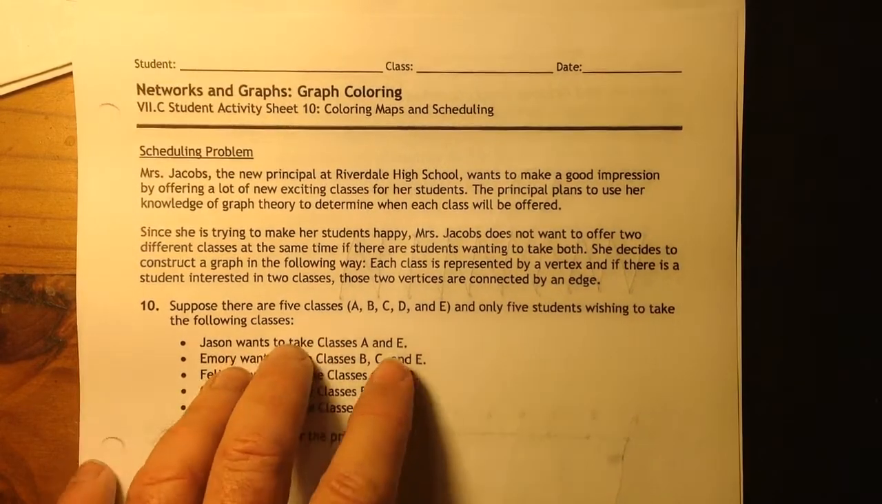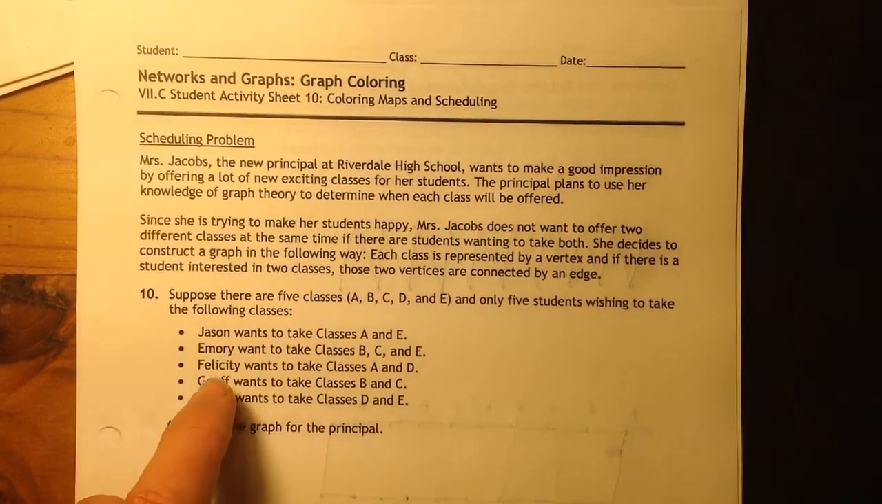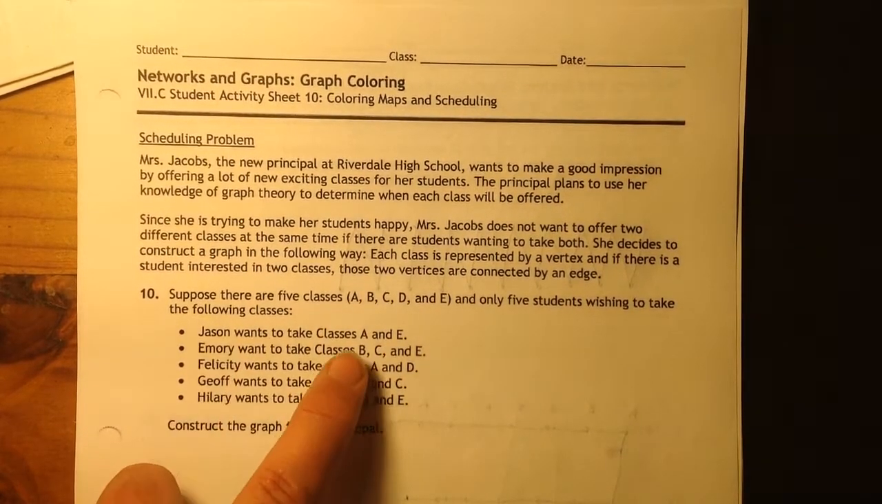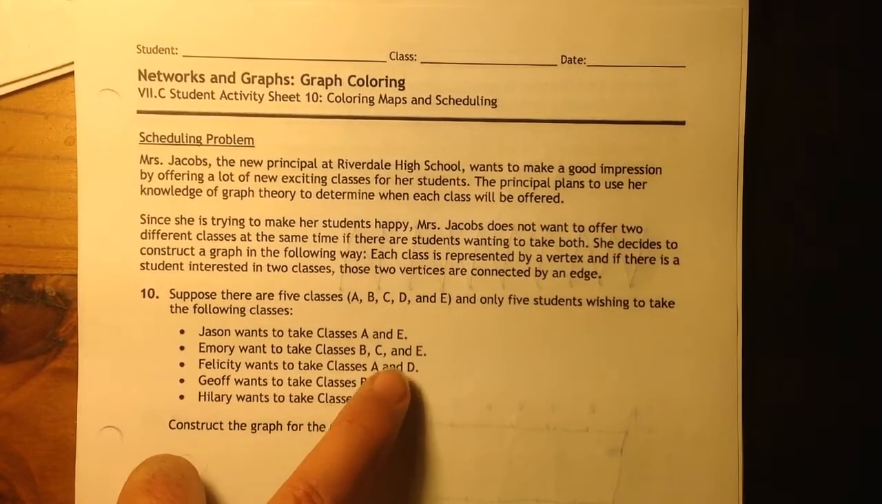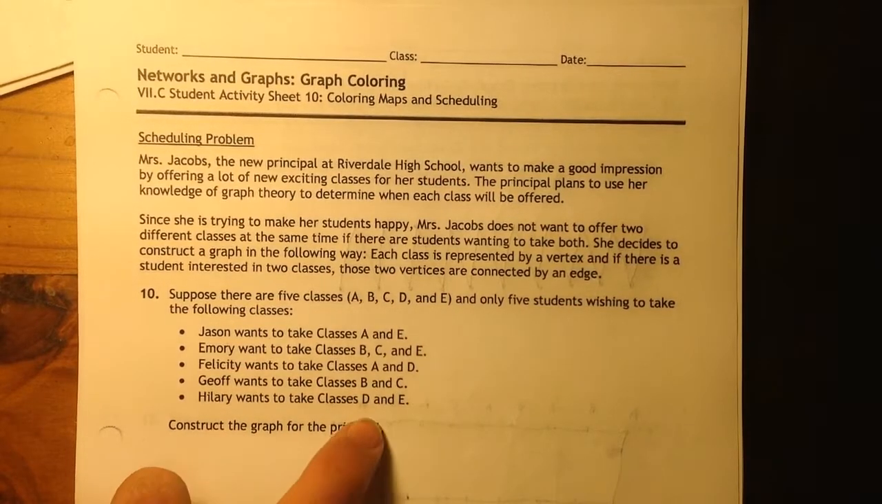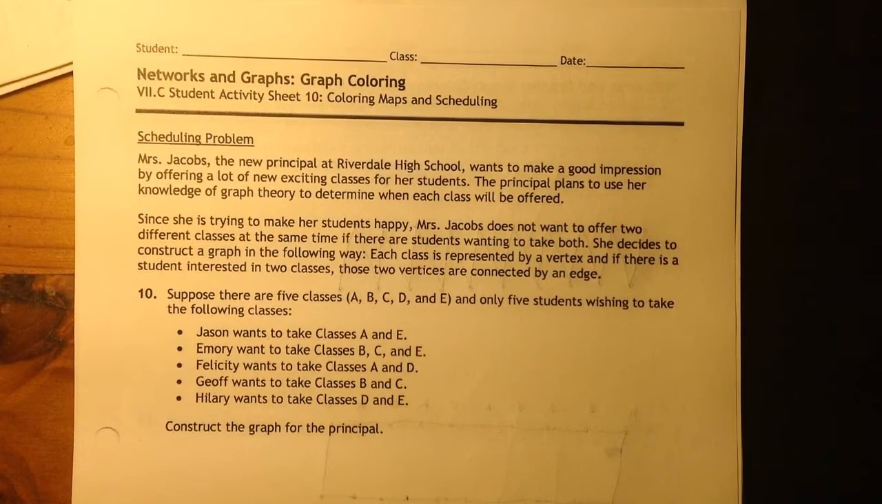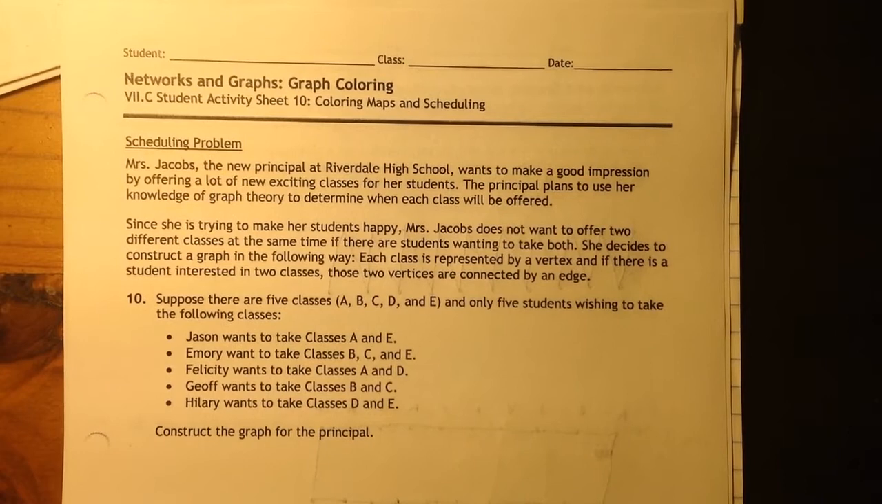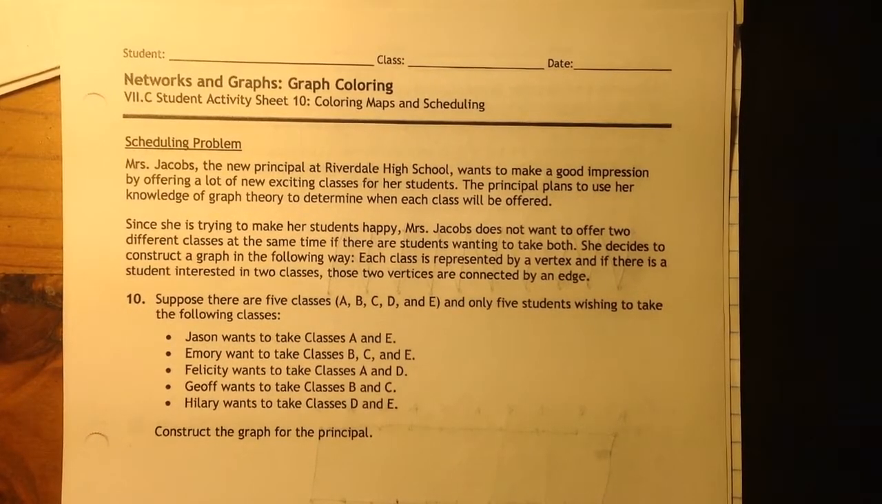Suppose there are 5 classes, A, B, C, D, and E, and only 5 students wishing to take the following classes. Jason wants to take A and E, Emery is taking B, C, and E, Felicity wants to take A and D, Jeff is taking B and C, and Hillary is taking D and E. Construct the graph for the principal. The vertices are the classes. We're going to draw an edge if a student is interested in more than 1 class. See if you can construct that graph. I'm going to pause the video and let you come back.